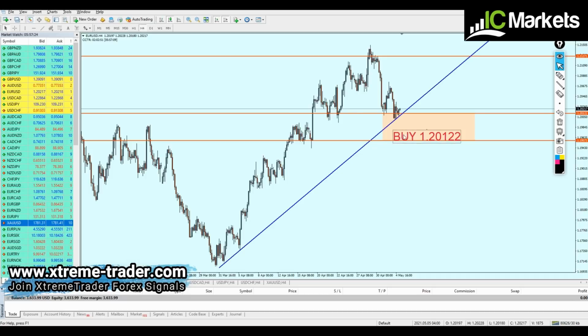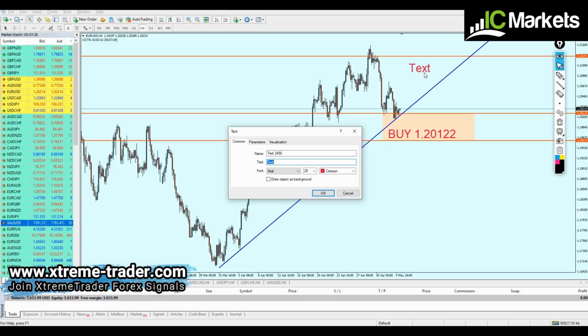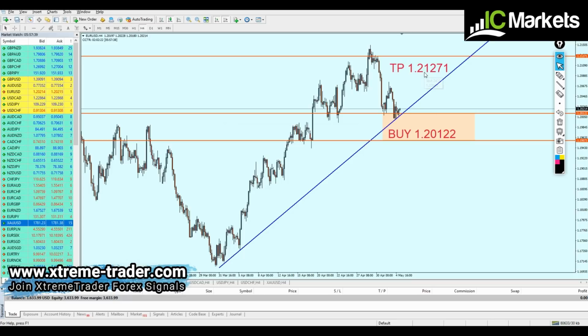Again, we have to be very careful, and please pay attention to the levels. Of course, pay attention to the price actions because it can determine the whole direction of this trend. If the market is going to make a bearish breakout candle, then of course do not enter this signal. So the take profit level 1.21271.